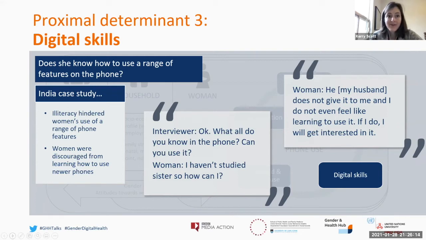Also, we found that in some families, the husband discouraged the wife from learning how to use the phone, instead dialing for her and handing the phone over, or asking her not to touch the new phone and instead use her older phone with fewer features. So here a woman explains, my husband does not give it to me, and I do not even feel like learning to use it. If I do, I will get interested in it. It's quite telling. Next slide, please.